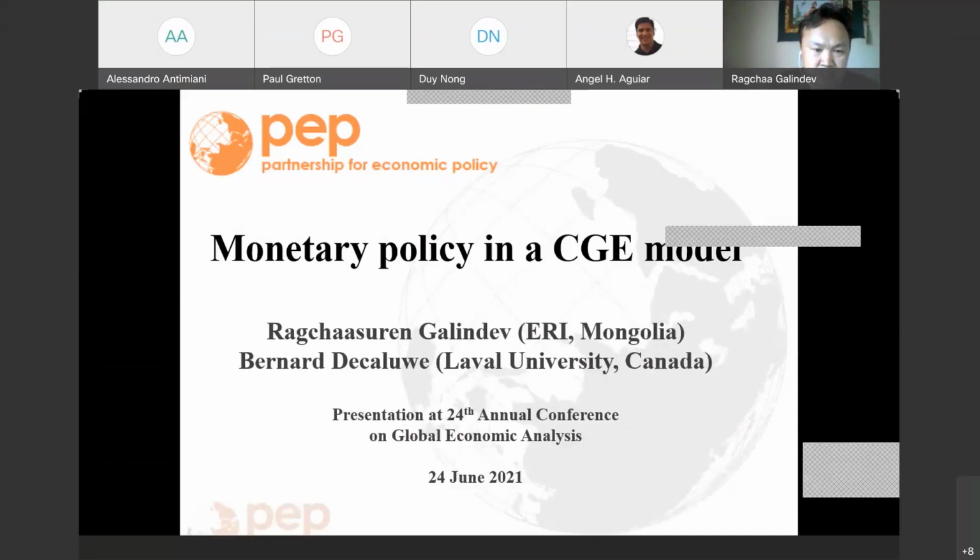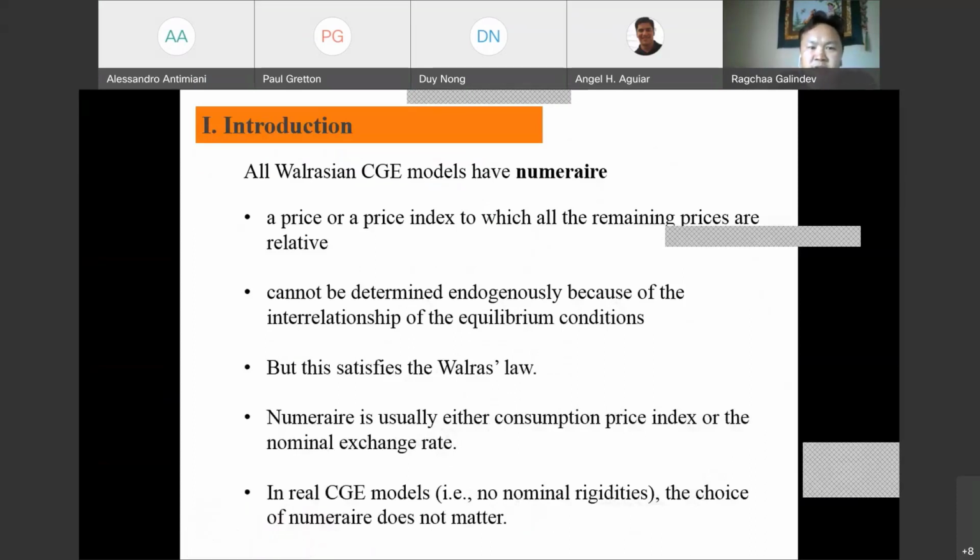This work is done with Bernard de Galluve from Laval University. So all the valuation on new classical CGE models have a numeraire. That is the price or price index to which all the remaining prices are relative. The numeraire cannot be determined endogenously because of the interrelationship of the equilibrium conditions of the model, but this satisfies Walras' law. So you know all about Walras' law. The numeraire is usually the consumption price index or nominal exchange rate in these real models. So in real CGE models, that means there are no nominal rigidities.